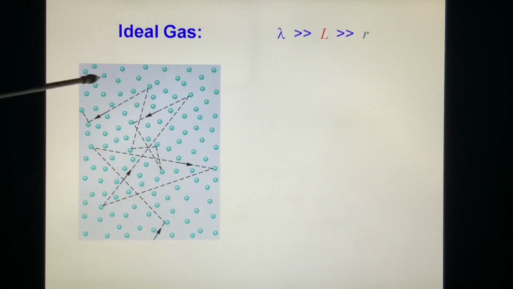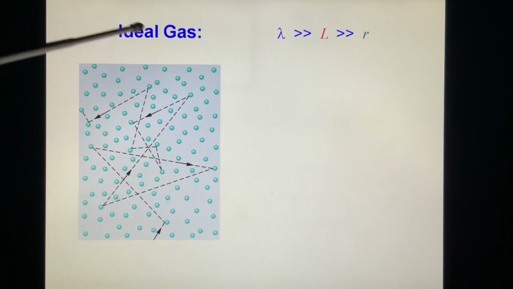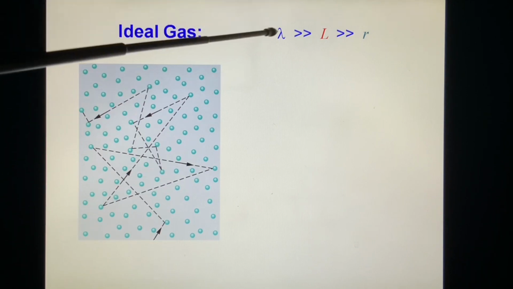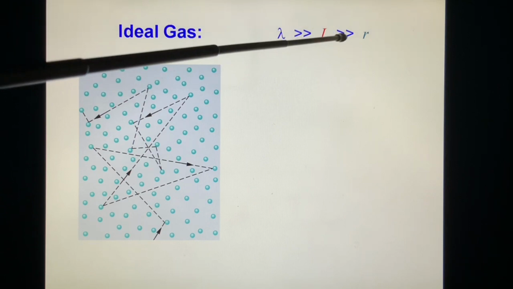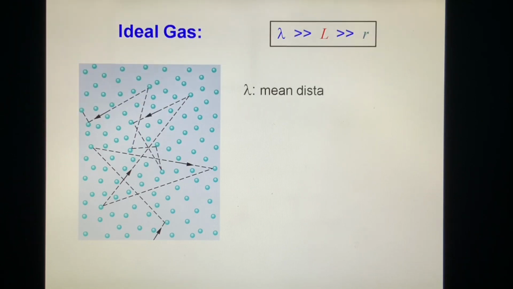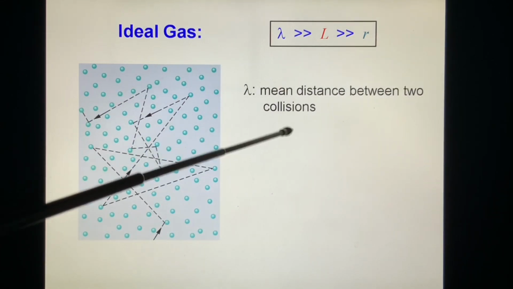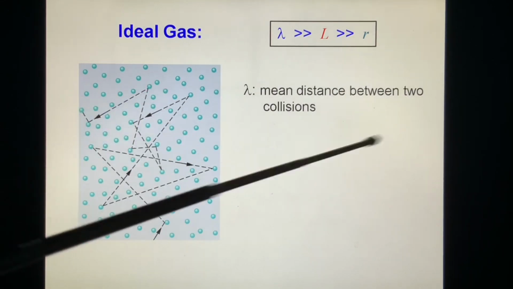Look at this picture, okay? One molecule hits, changes direction and speed, until the next hit, changes speed and then direction, another hit, okay? And so on. What is the ideal gas? Ideal gas means lambda is much larger than d, which is much larger than R. What is lambda? Lambda is the mean distance between two collisions, or average distance between two collisions.